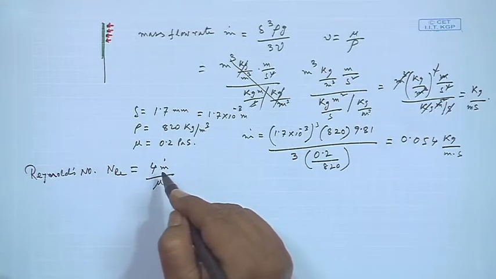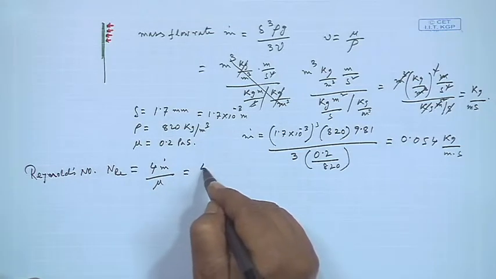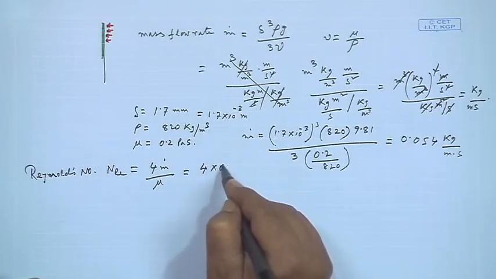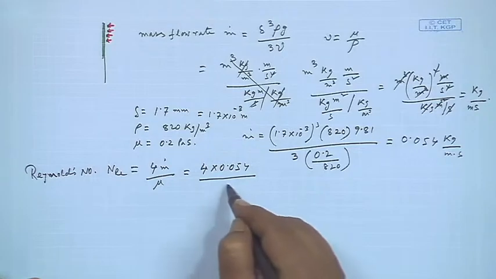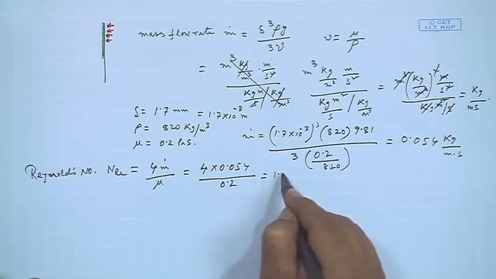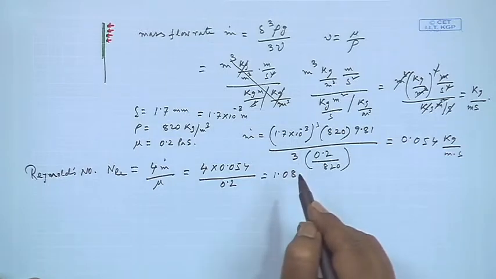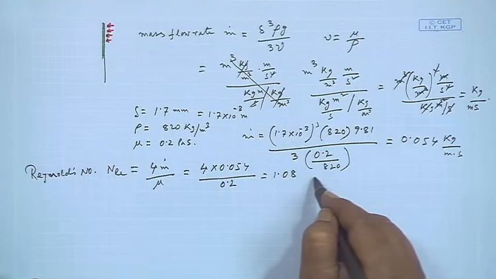So the Reynolds number is 4 m dot by mu, right. So that is 4 into 0.054 divided by mu, which is 0.2 Pascal second, which equals 1.08, right. So that means it is purely laminar.